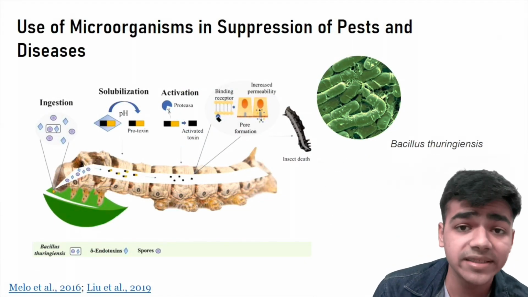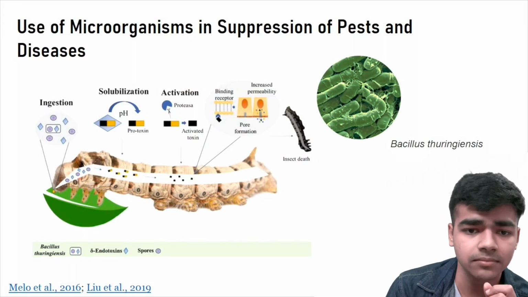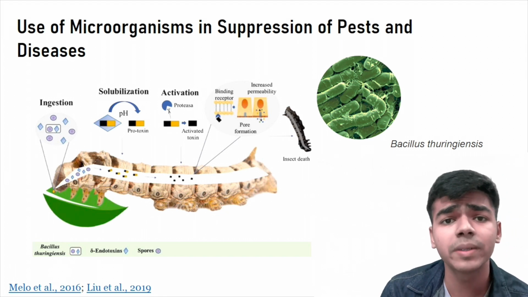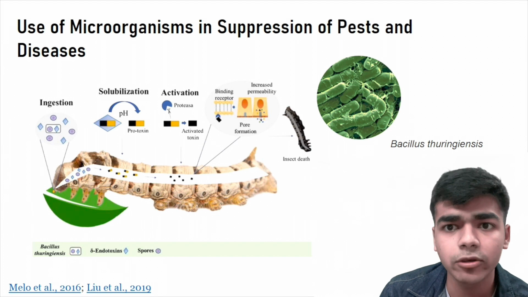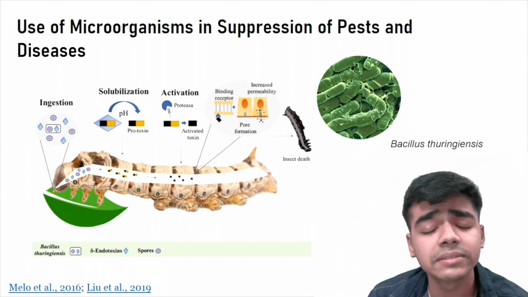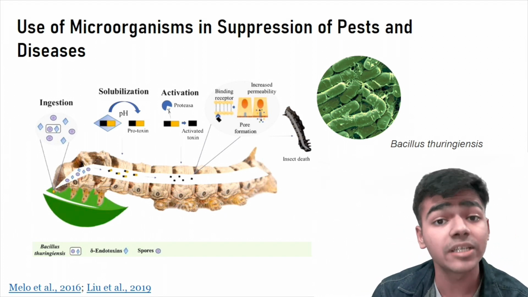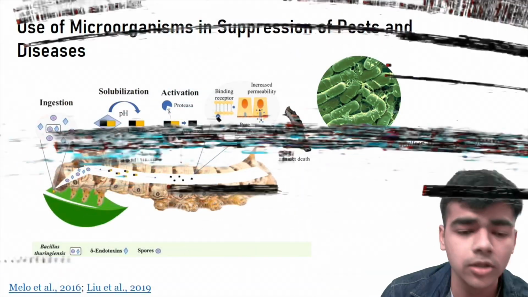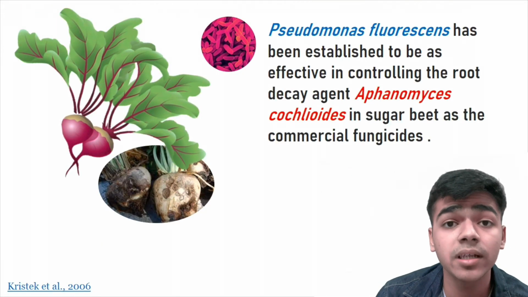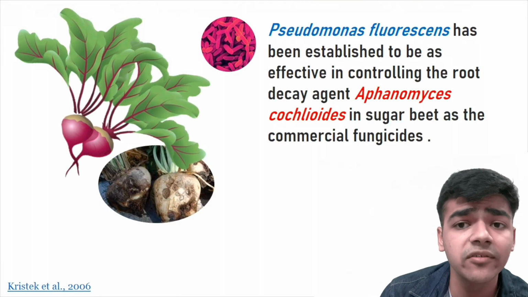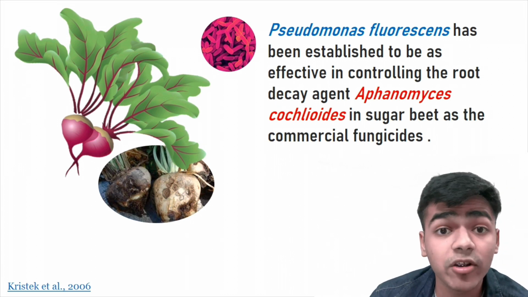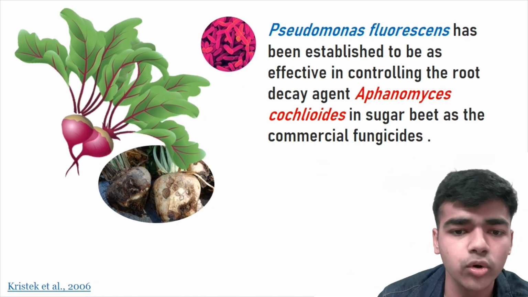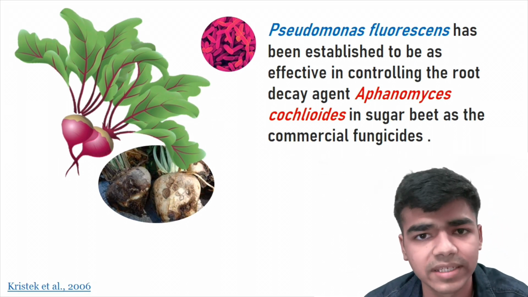Most biocontrol agents are of the genus Bacillus, with Bacillus thuringiensis being the most widely used biocontrol agent against common fungal pathogens and insects. Its derivatives are found in over 70% of all bacterial biopesticides. Pseudomonas fluorescens has been established to be as effective as commercial fungicides in controlling certain strains of the root decay agent Aphanomyces cochlioides in sugar beet.